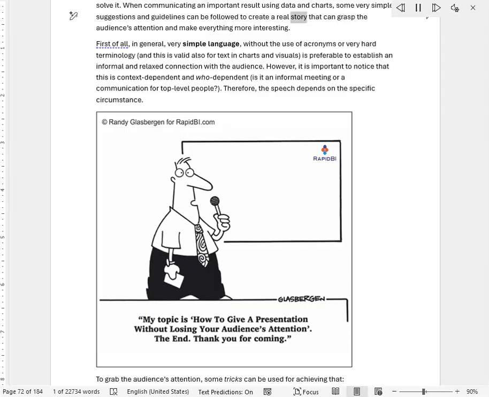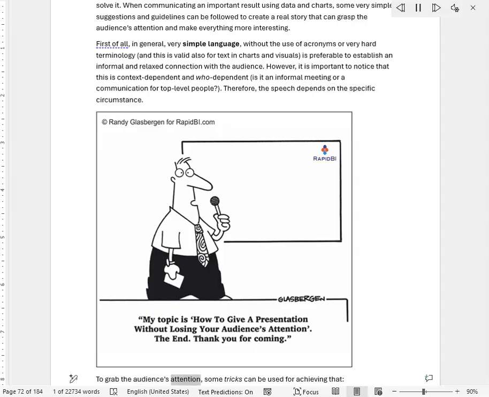to create a real story that can grasp the audience's attention and make everything more interesting. First of all, in general, very simple language, without the use of acronyms or very hard terminology, and this is valid also for text in charts and visuals, is preferable to establish an informal and relaxed connection with the audience. However, it is important to notice that this is context-dependent and who-dependent. Is it an informal meeting or a communication for top-level people? Therefore, the speech depends on the specific circumstance.